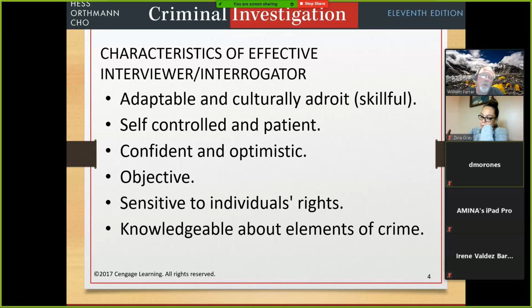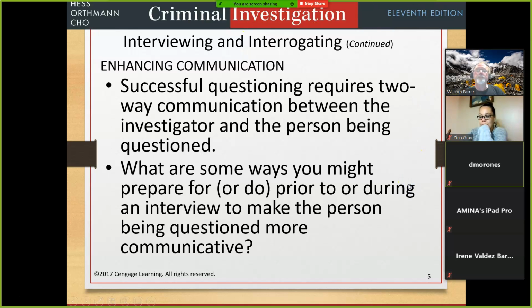So we really do want to be sensitive to an individual's rights. You want to be knowledgeable about the elements of the crime. We talked about the importance of knowing the elements. Well, if you don't know them, it's going to be really hard to interview because you won't know the right questions to ask and who to ask them of. So understand the elements of what you're going to interview somebody for. That's really an important thing.